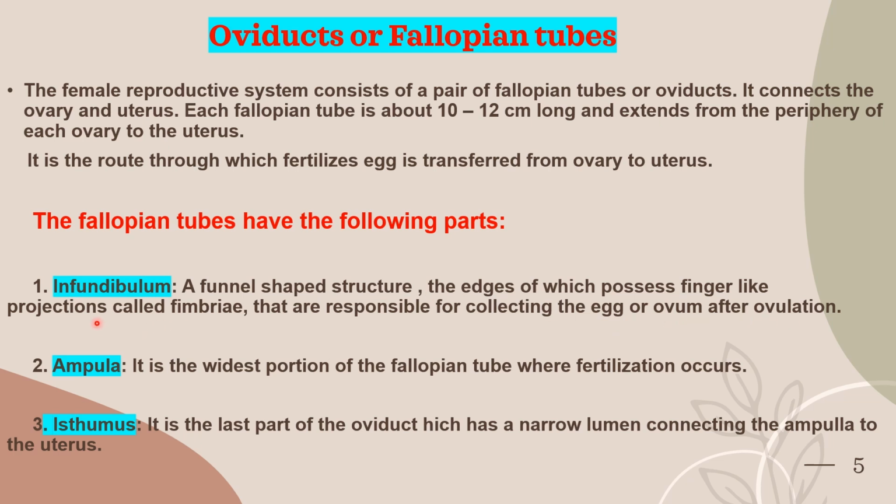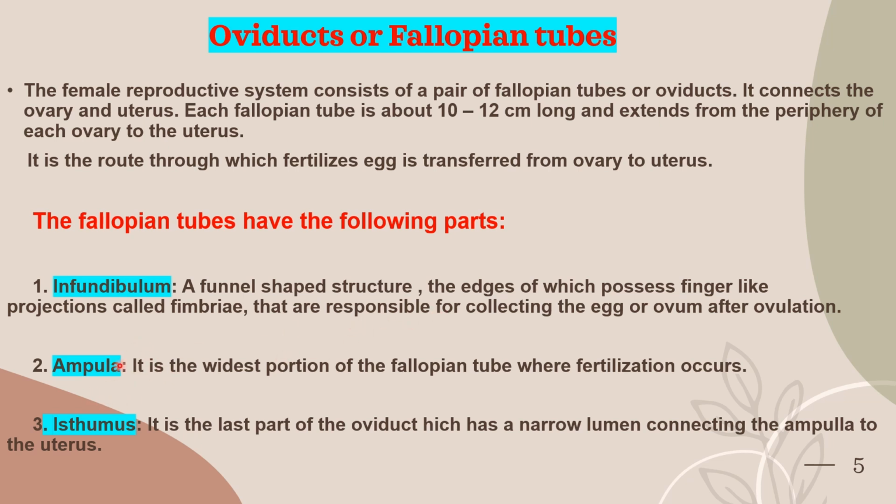So what is the first structure? It is the infundibulum. What is the function of the infundibulum? To collect the egg or the ovum after ovulation. It carries the finger-like projections called fimbriae that are responsible for collecting the egg.